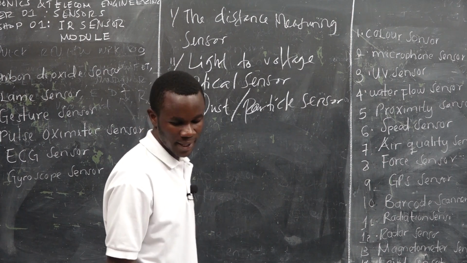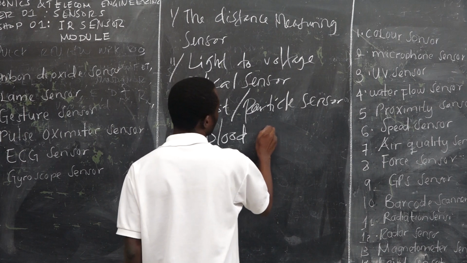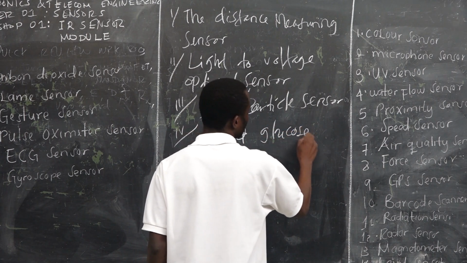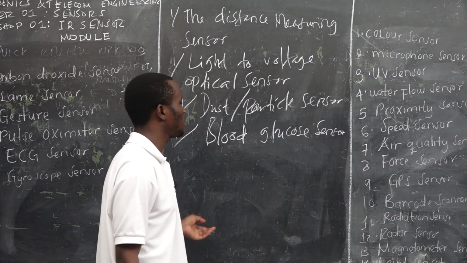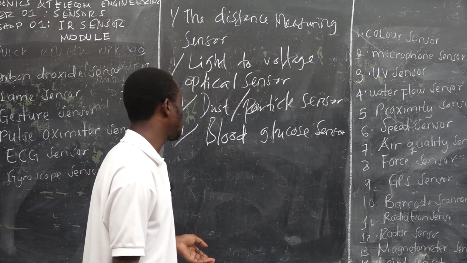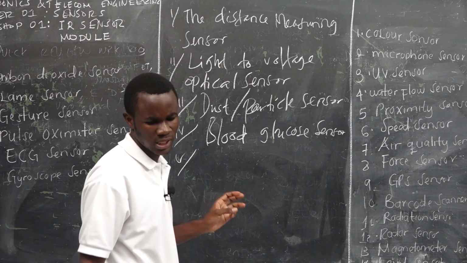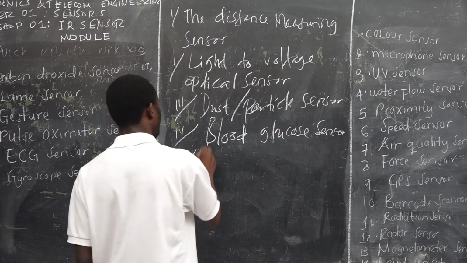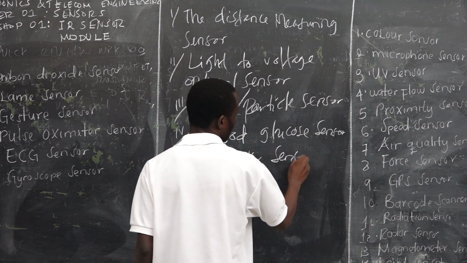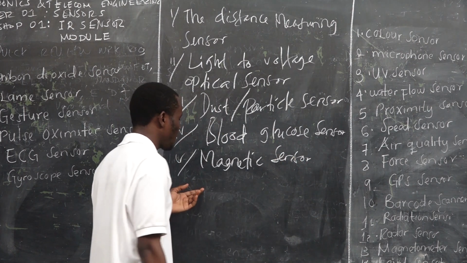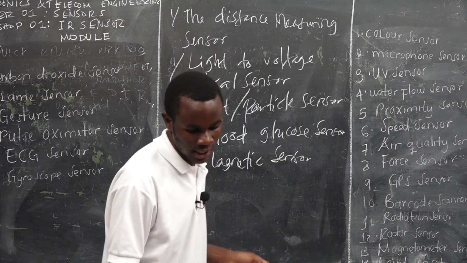The fourth one is the blood glucose sensor. Say blood glucose sensor. This type of sensor is used to monitor the glucose levels in your blood, so as to monitor diabetes. The fifth one is the magnetic sensor. Say magnetic sensor. This type of sensor is used to detect the presence of magnetic field lines or forces.